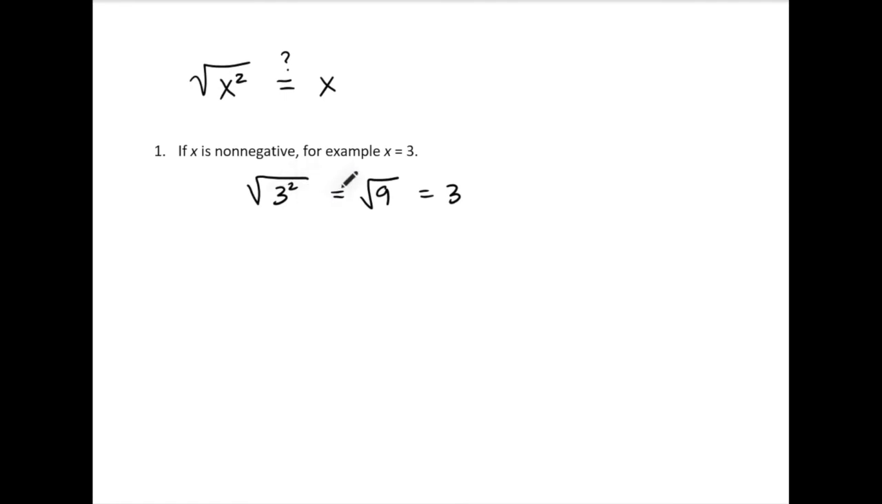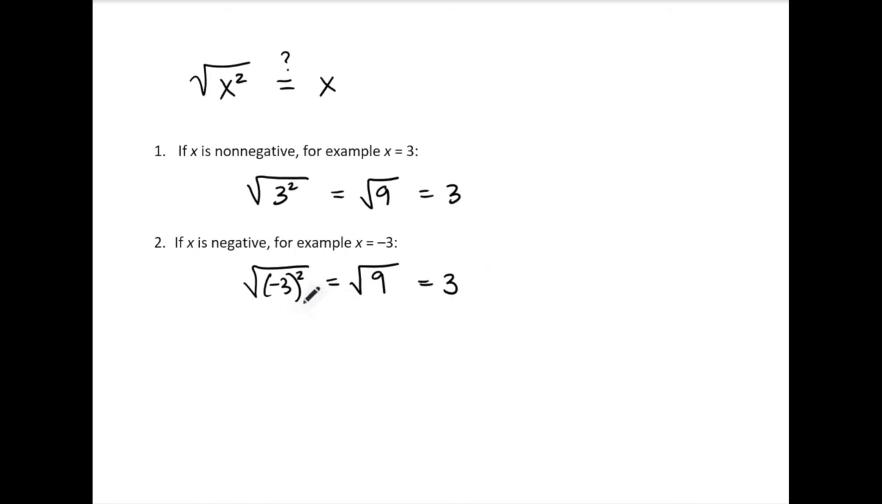Now let's look at what happens if we plug in a negative value of x. This time, let's plug x equals negative 3 into this expression. That gives us the square root of negative 3 squared, and negative 3 squared is negative 3 times negative 3, which is also equal to positive 9. So just as we got in the first case, the positive or principal square root of 9 is equal to positive 3.